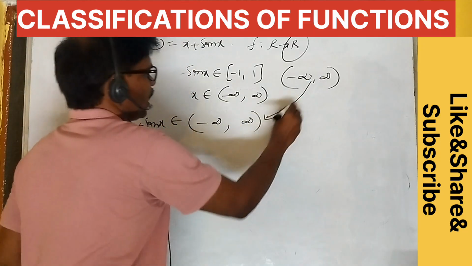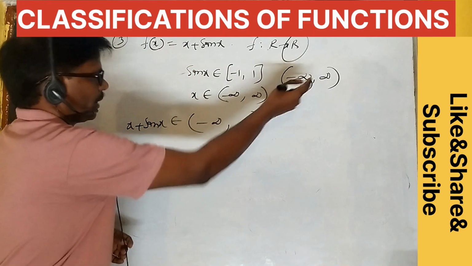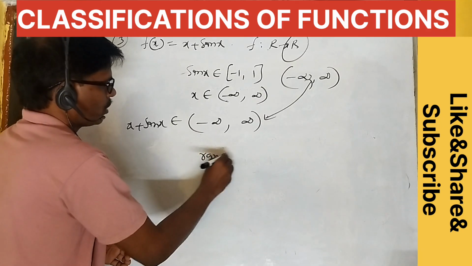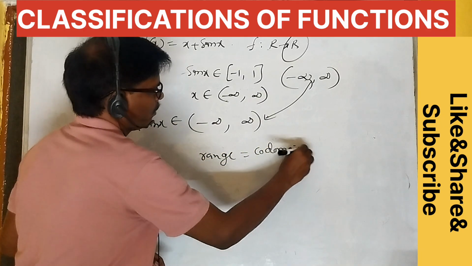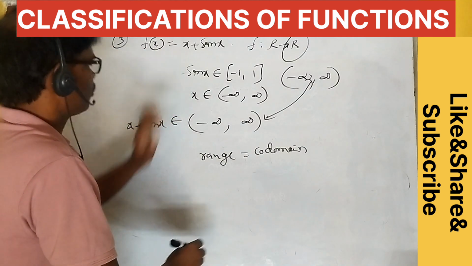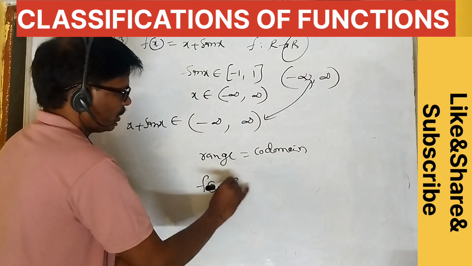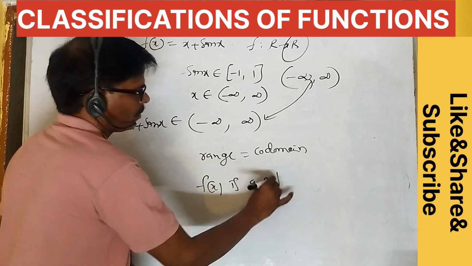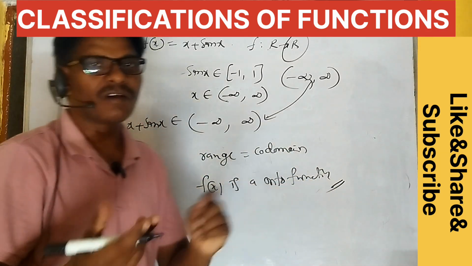Okay, both are equal: range is equal to codomain. Range is equal to codomain, then it is called an onto function. f(x) is called an onto function. Okay, understand? You have to find whether it is one-one and onto first.